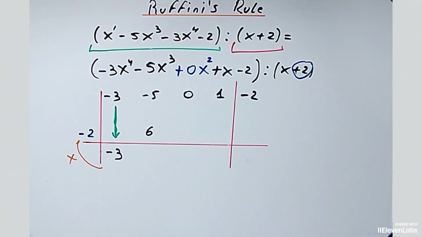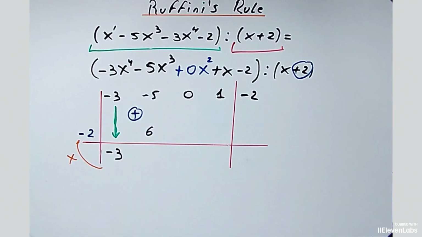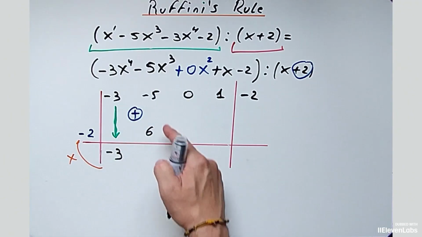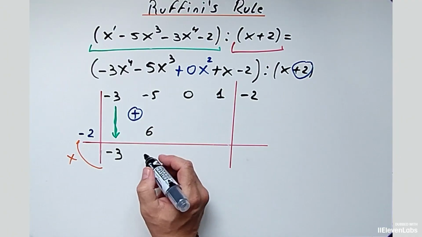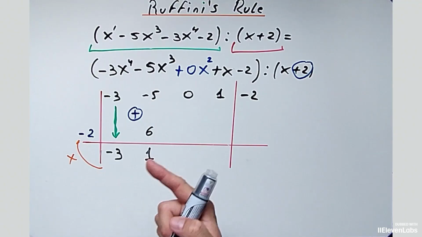What's the next step I'm going to take? I'm going to add them up. Here, inside this little box, we're always going to add. In other words, negative 5 plus 6, that leaves you with positive 1. After I've completed that calculation, what's my next step?